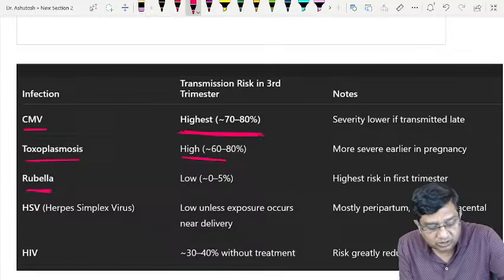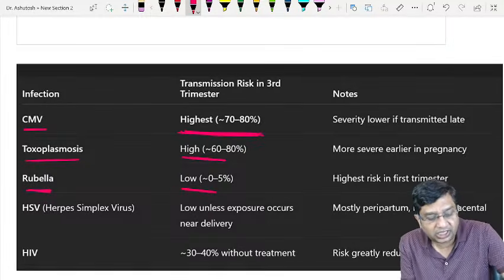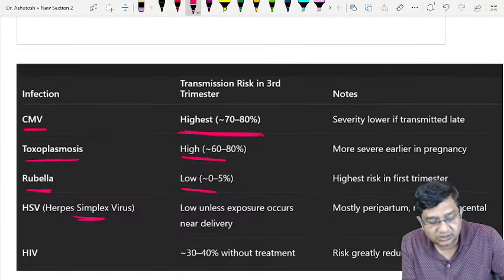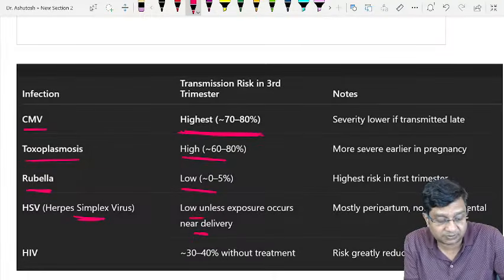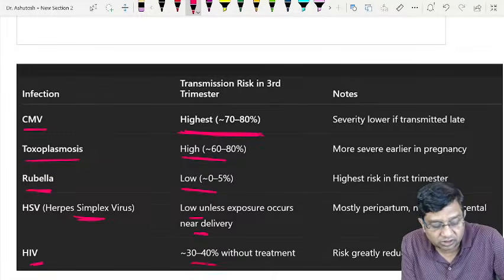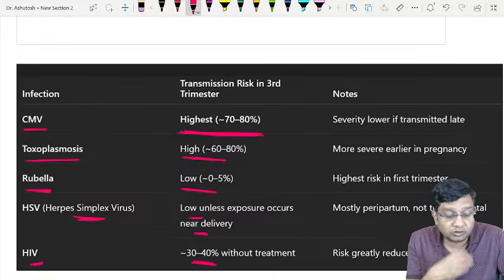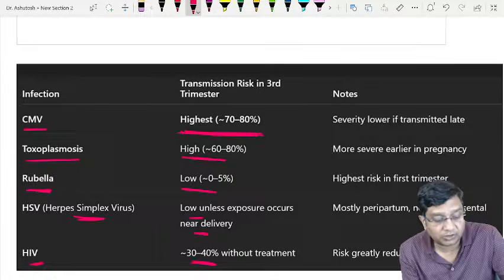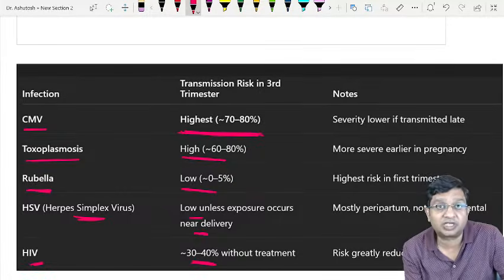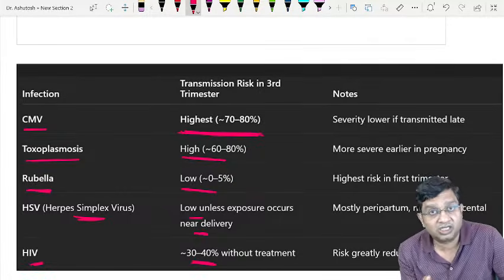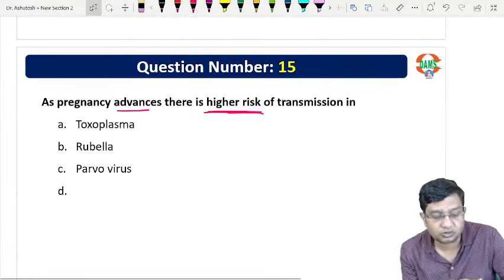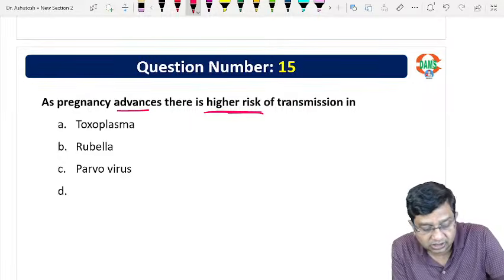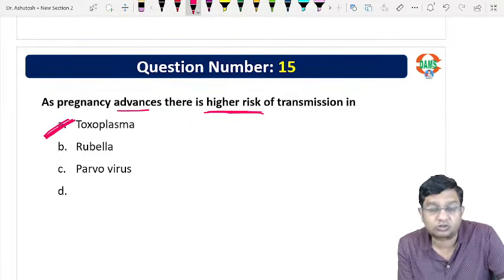And rubella has a very low risk, and herpes simplex virus is mainly transmitted intrapartum. It is not transmitted transplacentally, and HIV has a 30 to 40% risk. So next time they can give you cytomegalovirus, toxoplasma, rubella, herpes simplex virus. They can ask you the least risk. Least risk is herpes simplex virus only. So out of this, I don't know the 4 choices, but if these were the choices, then the answer here is toxoplasma.